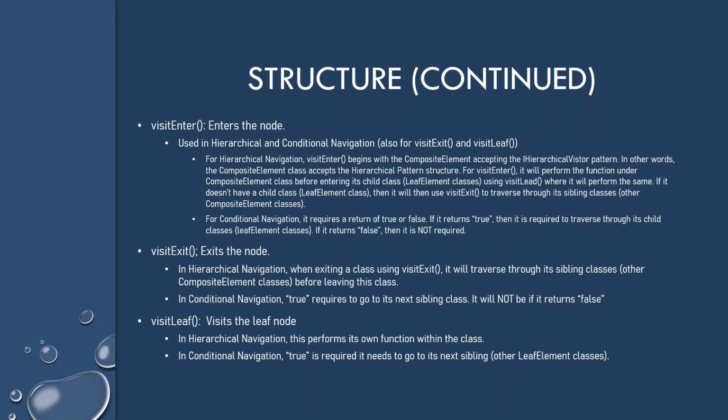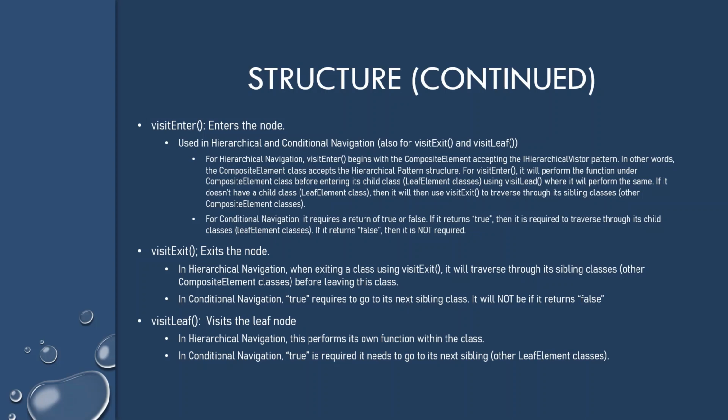For visit exit, which is exiting the node, in hierarchical navigation, when exiting a class using visit exit, it will traverse through its sibling classes, otherwise known as composite element classes, before leaving these classes. In conditional navigation, true requires it to go to its next sibling class. It would not if it returns false.